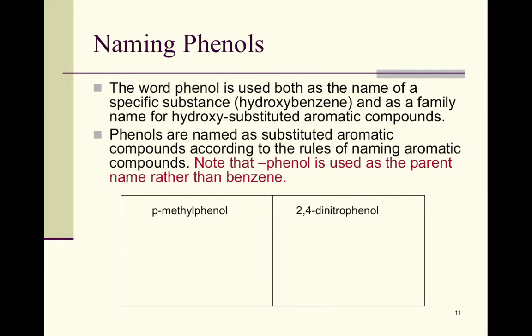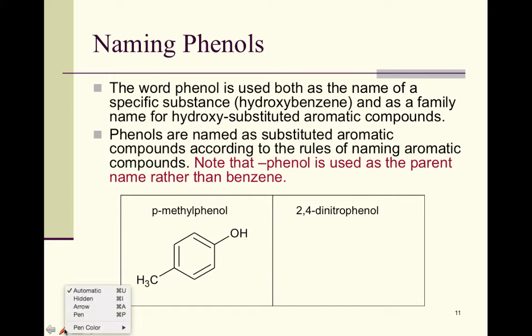Naming phenols. The word phenol is both used as the name of a specific substance and also as a family name for hydroxy-substituted aromatic compounds. Phenols are named the same way we learned in the aromatics section. I did want to show you when you have a CH3 group and an OH on the same ring, as we do here in the case of paramethylphenol, I wanted to show you priority still goes to the OH. This is simply a CH3 group.